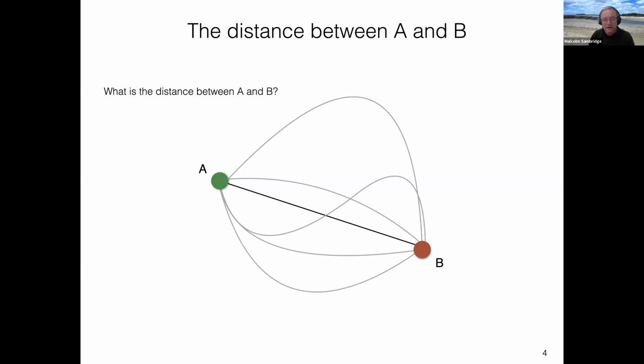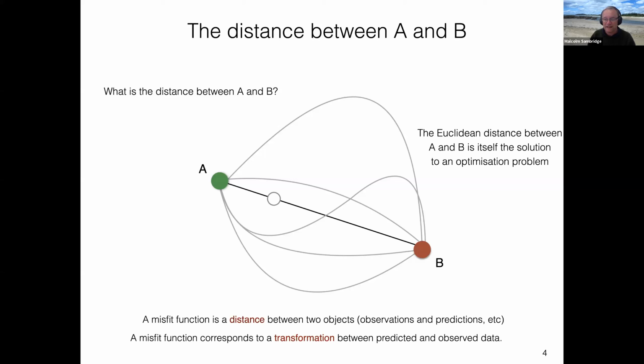The straight line. So A to B straight line is the result of an optimization process. The Euclidean distance is itself the solution of an optimization process. And I've got my white dot here. I can move from A to B along that path. And in doing so, I'm transforming what was at A to something that's at B.